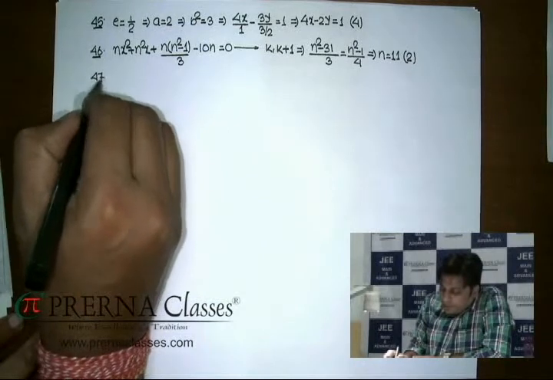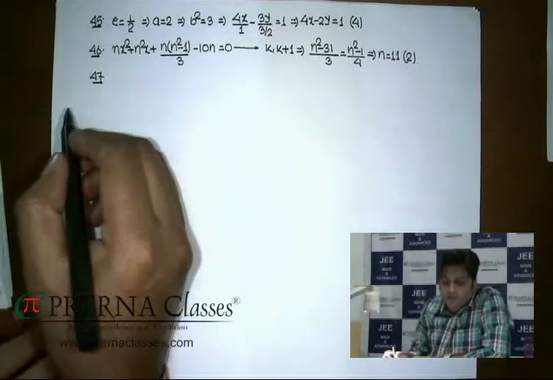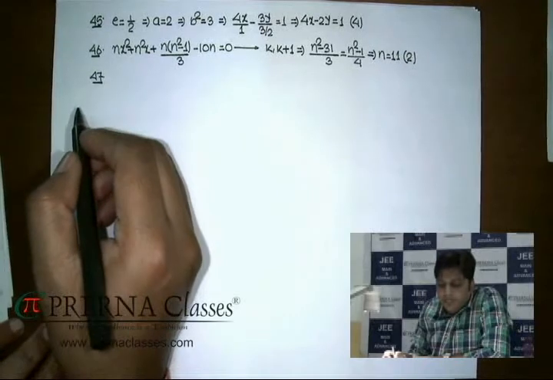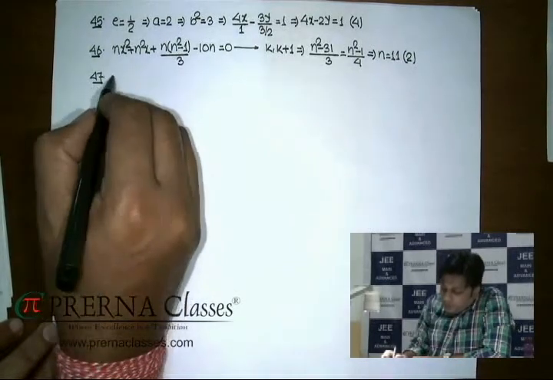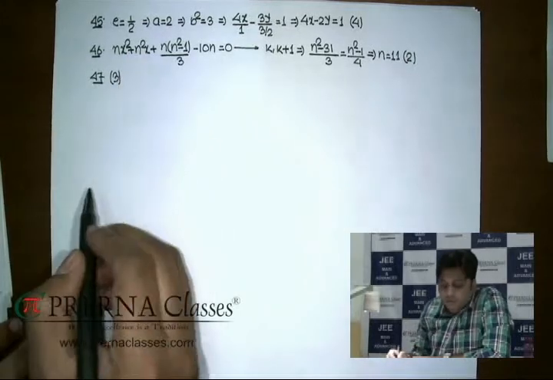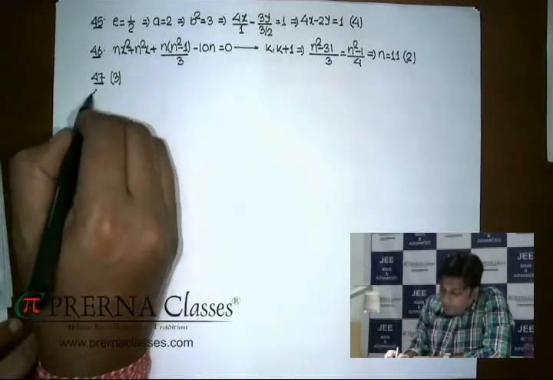For the 47th question, what we are going to use is the truth table, which is going to give clearly the answer, which is option number 3. That statement is a tautology.